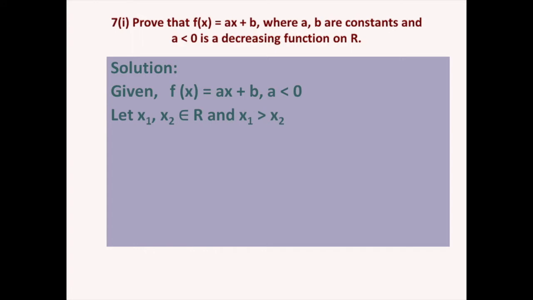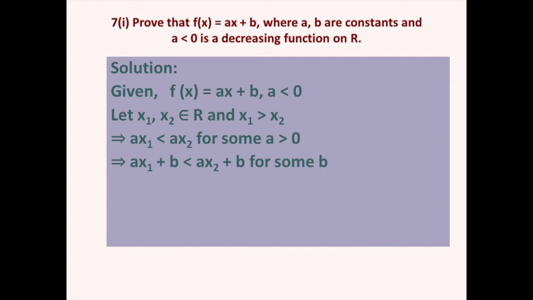Now, here I am assuming that x1 and x2 belonging to R are such that x1 is greater than x2. So therefore this implies that ax1 will be less than ax2 for some value of a which is greater than 0. When I say that for some a being greater than 0 and ax1 being less than ax2, I am adding b to both the sides, and I know that if I add the same quantity, the inequality remains the same.